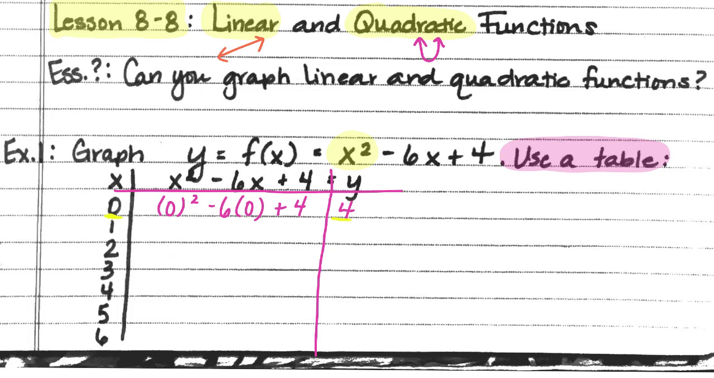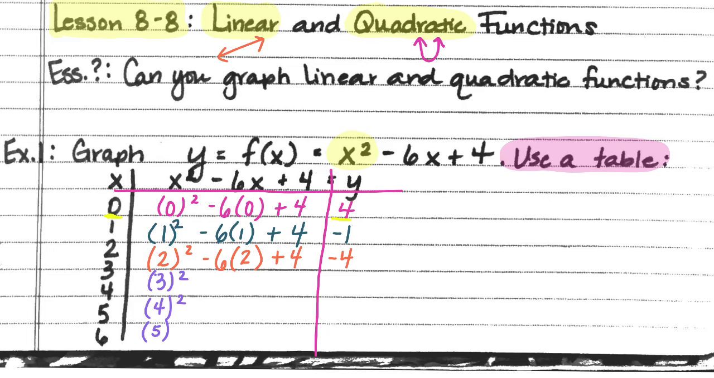Well, I'm going to keep going from there. 1 squared minus 6 times 1 plus 4. 1 minus 6 is negative 5, plus 4 is negative 1. And when I plug in 2 squared minus 6 times 2 plus 4, that's going to give me a negative 4. And I'm going to keep going by plugging in 3 and then 4.